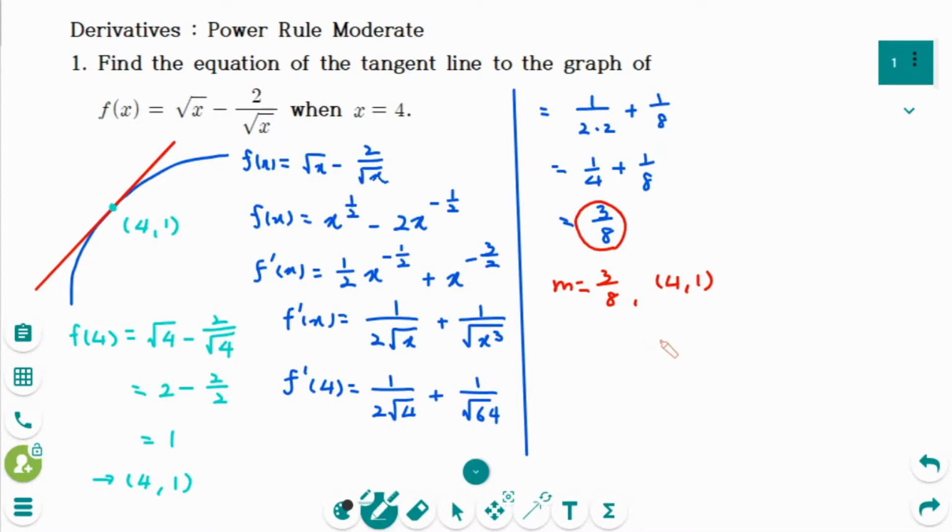We use the point slope form to write an equation of the tangent line at (4, 1), which is y minus y1, which is 1, equals 3 over 8, x minus x1, which is 4. Then expand: y minus 1 equals 3 over 8 x, then minus 3 over 2. The final answer is y equals 3 over 8 x minus 1 over 2.